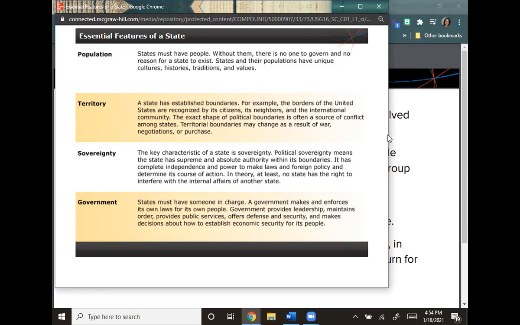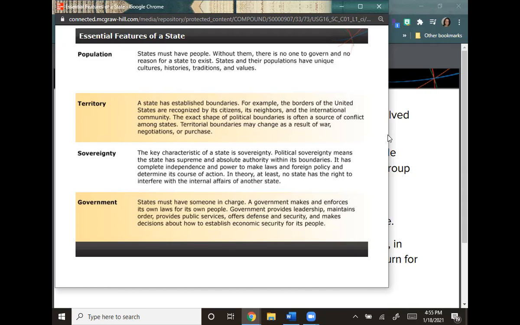Sovereignty is the key characteristic of a state. Political sovereignty means the state has supreme and absolute authority within its boundaries. Now, that definition is why the states are under the United States, because they don't have supreme authority, which we're going to learn about when we talk about the Constitution. The national government is above the state governments, so they don't have supreme authority, which is why individual states are not considered states right now.